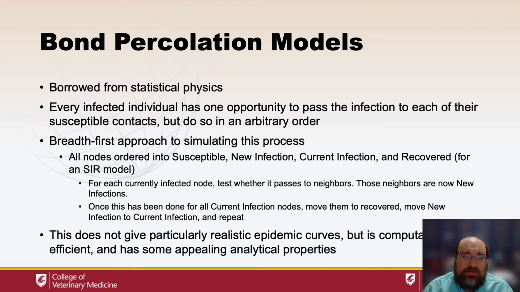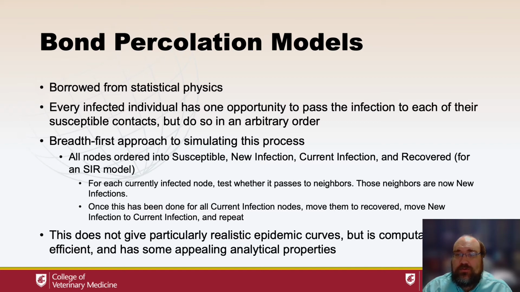And here what we think about is every infected individual has one opportunity to pass the infection to each of their susceptible contacts, but they do so in an arbitrary order. So this is what's called a breadth-first approach to simulating this process. So all nodes are organized in susceptible, new infection, current infection, and recovered for an SIR model. For each currently infected node, you test where it passes to its neighbors.